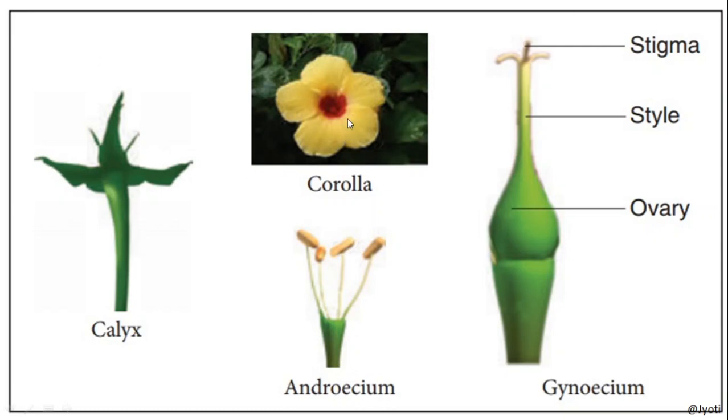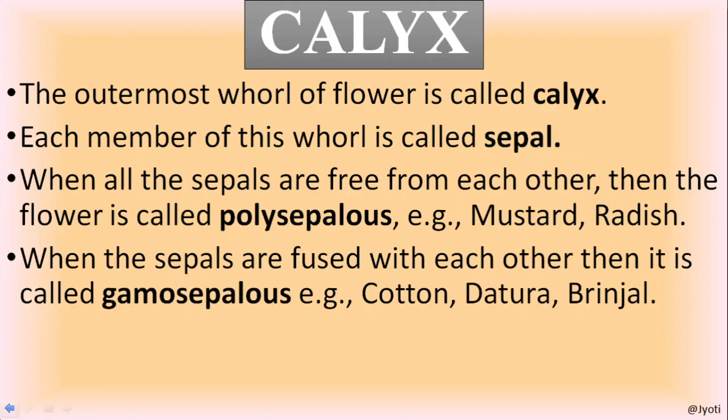Here, more clearly, a colorful diagram is there. This is the flower, and this is the thalamus. From the thalamus, the calyx, whose individual members are sepals. Then these are the petals, the corolla. Then androecium consists of the stamens. Then gynoecium consists of the carpel or pistil. Now let us discuss each floral whorl in detail.